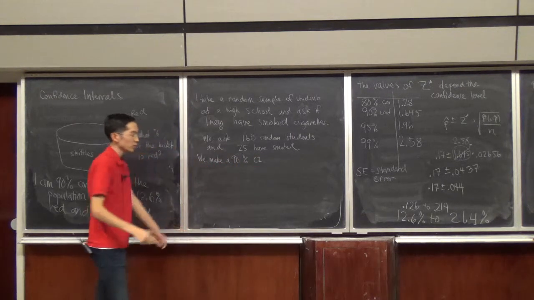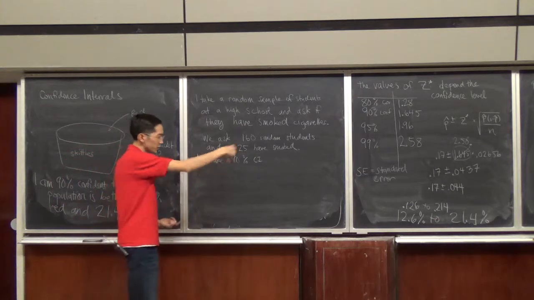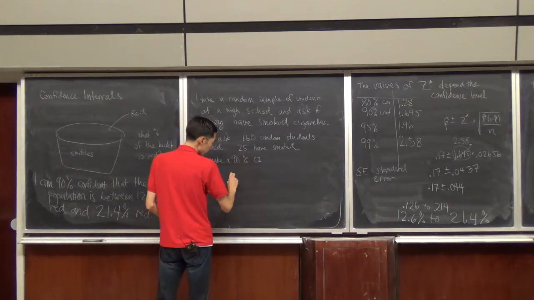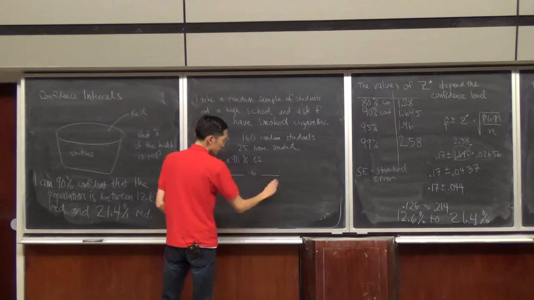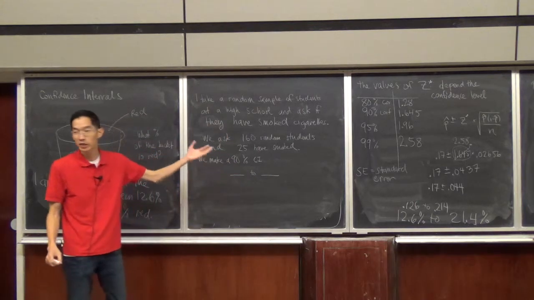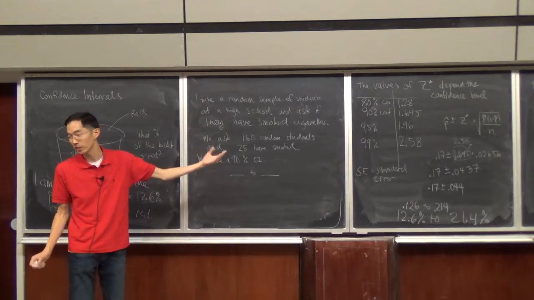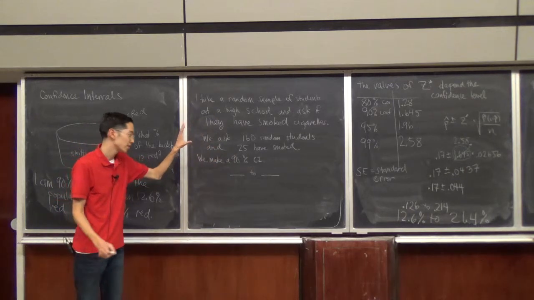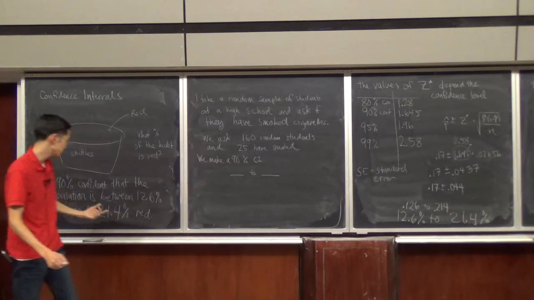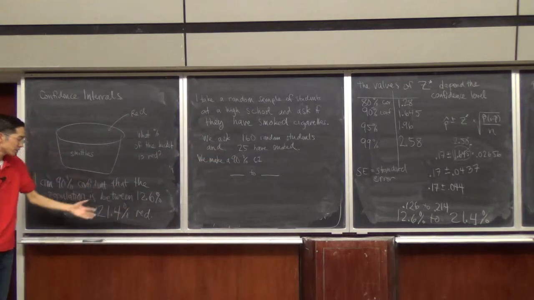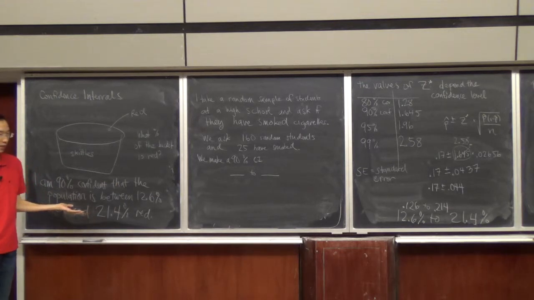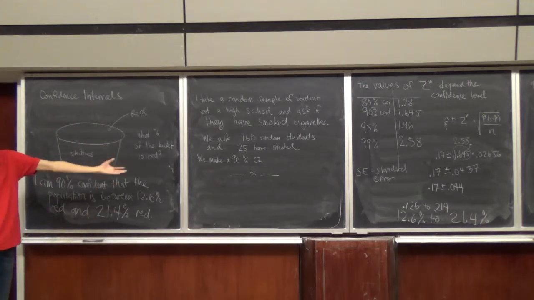When you make a 90% confidence interval, you go through the formula and you're going to get some number to some number, a low number to a high number, right? You get your proportion plus or minus something. You get from here to there. Over here was 12.6 to 21.4%. So let's say we've gone through that process.